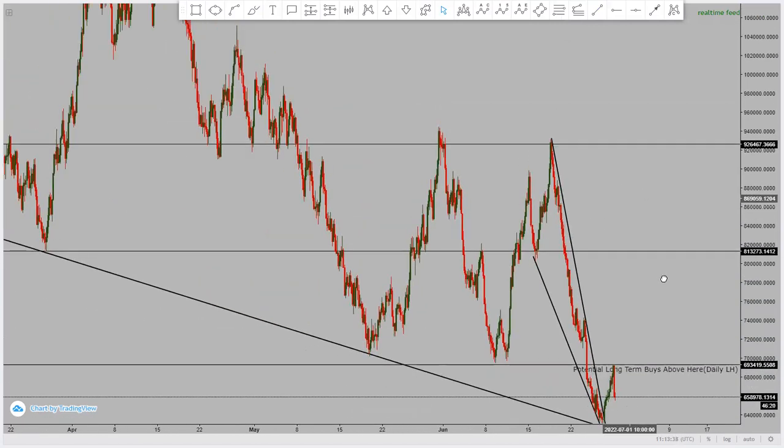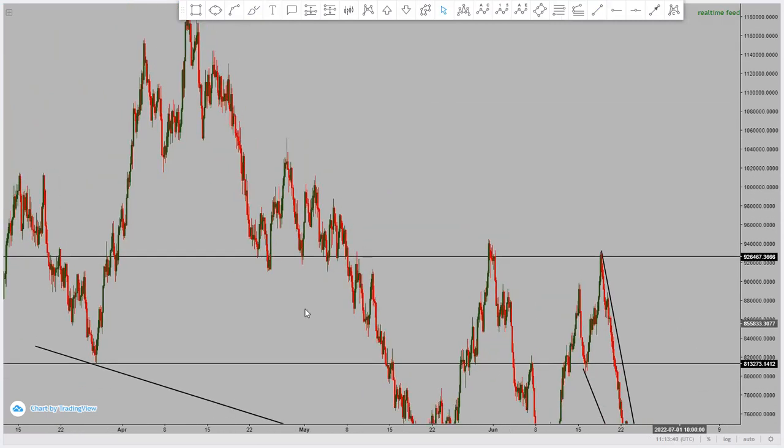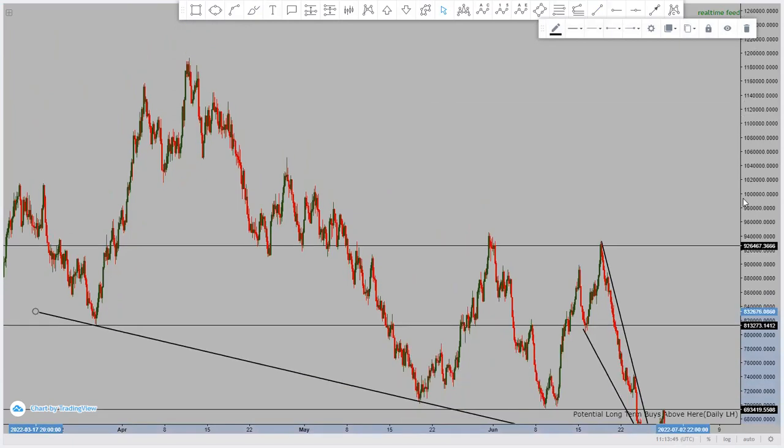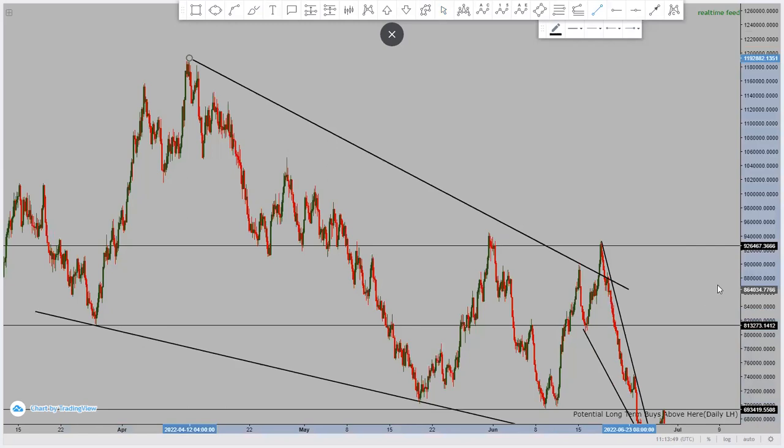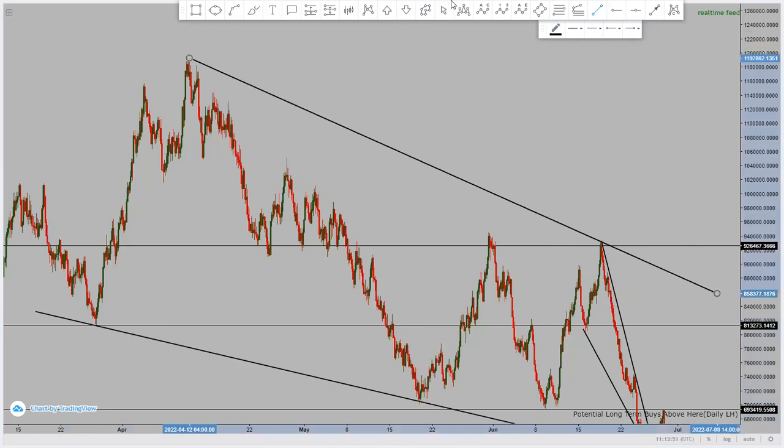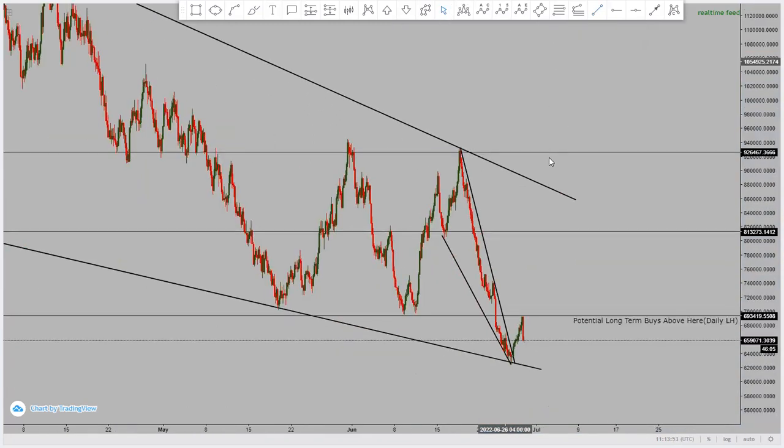So that is how we took the buying opportunities that you saw us taking. We took them based on that breakout that happened on lower time frames. We took some buys based on that.